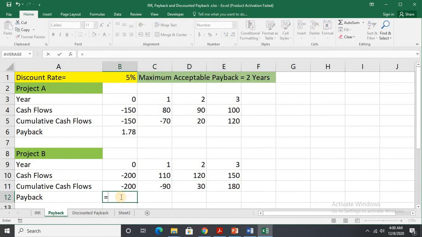Once again, equal sign, then project B's cash flows are fully recovered after 1 year. So 1 plus last uncovered cost is 90. Put the bracket, last uncovered cost is 90 divided by total cash flow during year 2 is 120. Press enter.